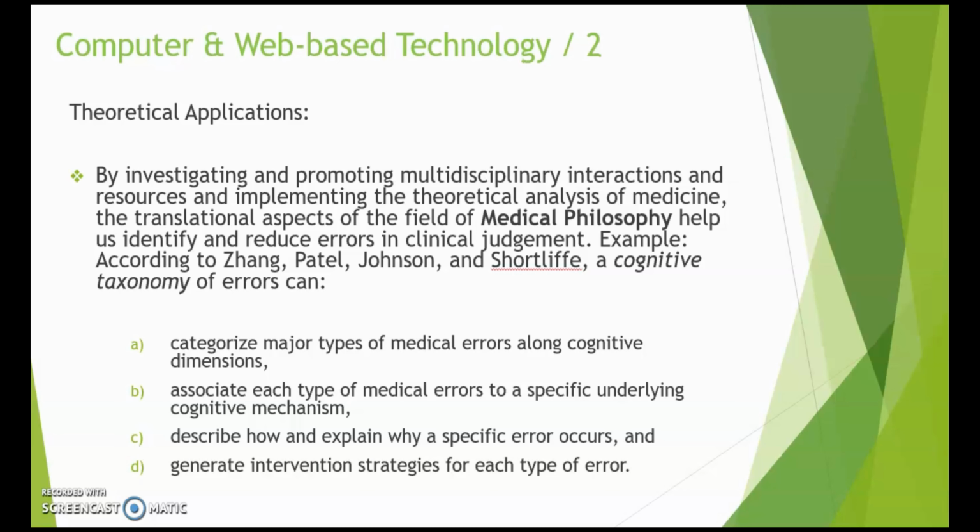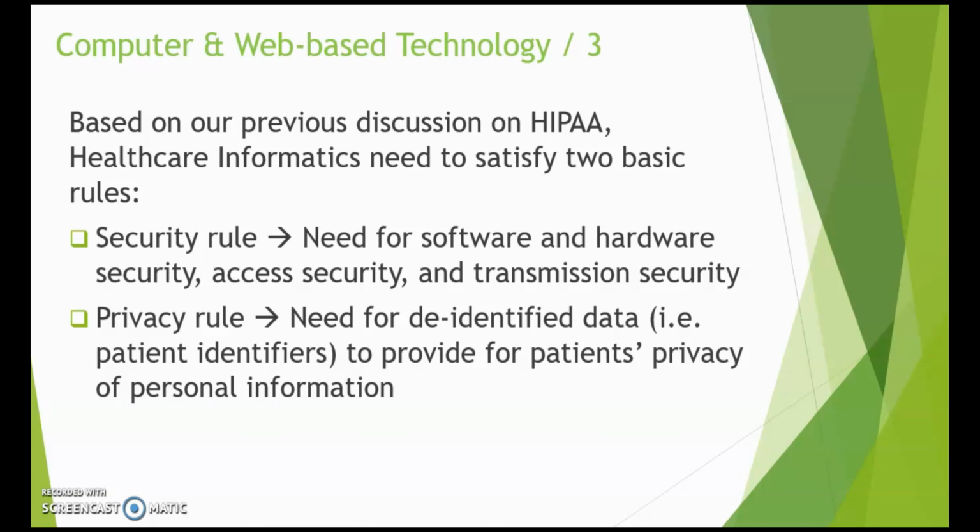All right, so in the next slide, we will talk about computers in the context of HIPAA, which we already discussed previously. Based on our previous discussion on HIPAA, healthcare informatics need to satisfy two basic rules: security rule and privacy rule. The first one, need for software and hardware security, access security, and transmission security. Privacy rule, need for de-identified data to provide for patients' privacy of personal information. So we will actually focus on the broader picture here.